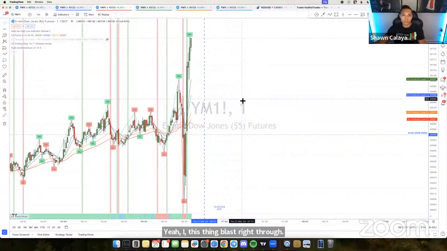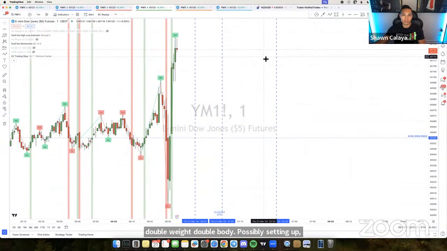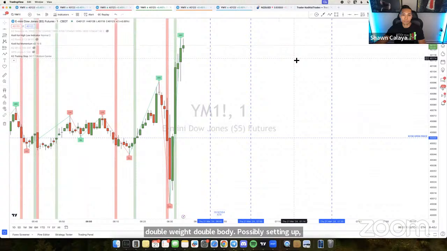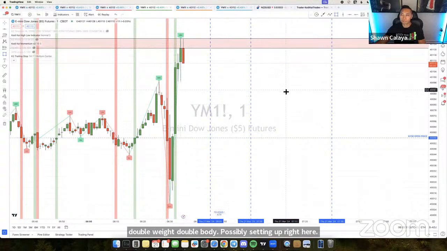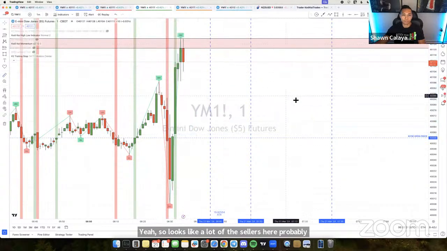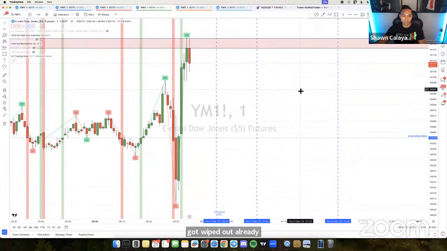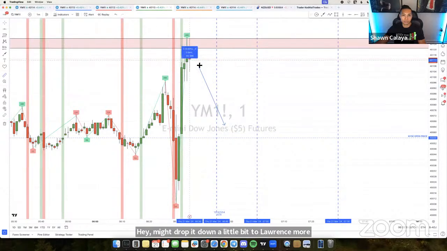All right, so we got price climbing right here. We have a double wick, double body, possibly setting up right here. Yeah, so it looks like a lot of the sellers here probably got wiped out already. They might drop it down a little bit to lure in some more sellers, hopefully maybe back down to opening price right here. It's enough for us to get 25 points.